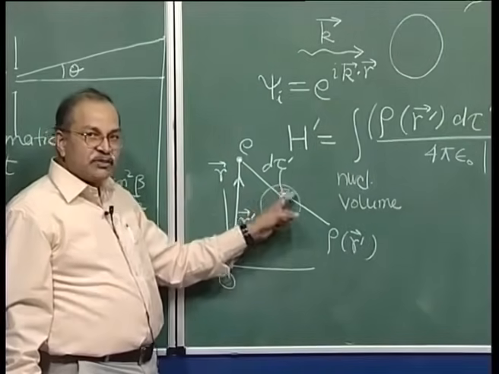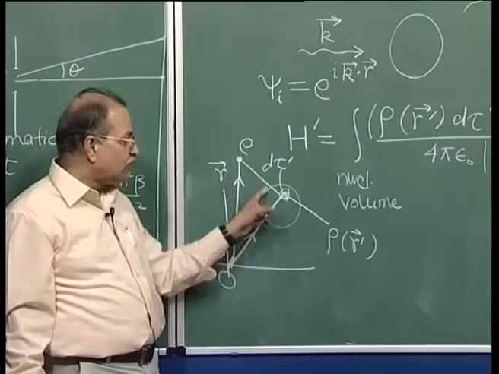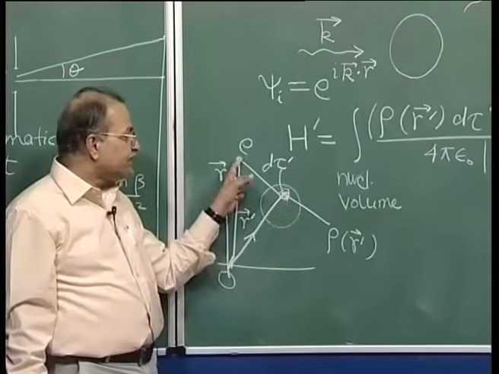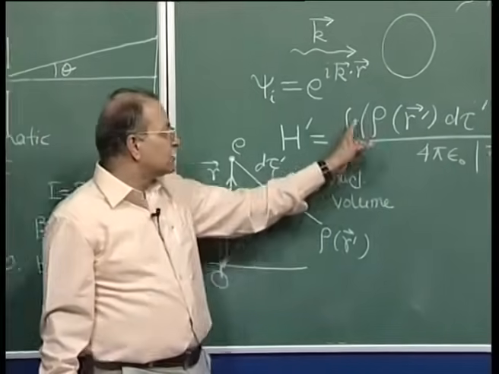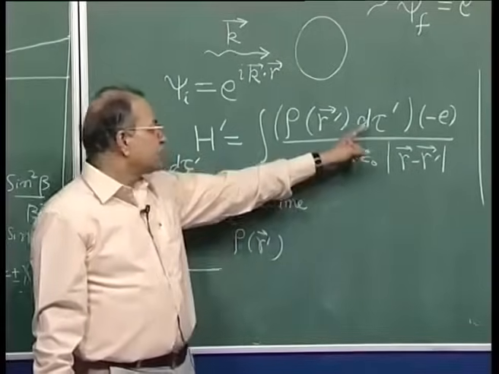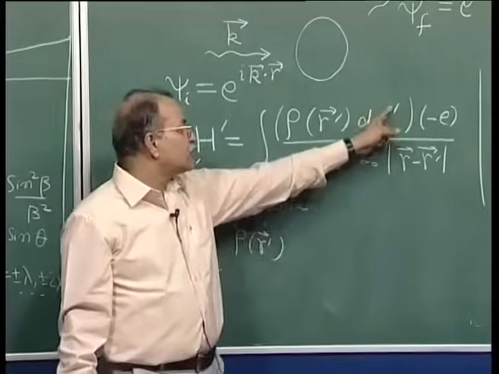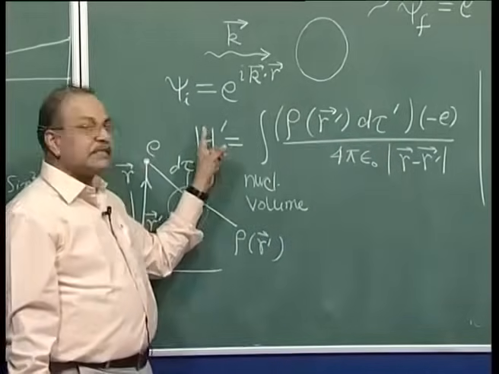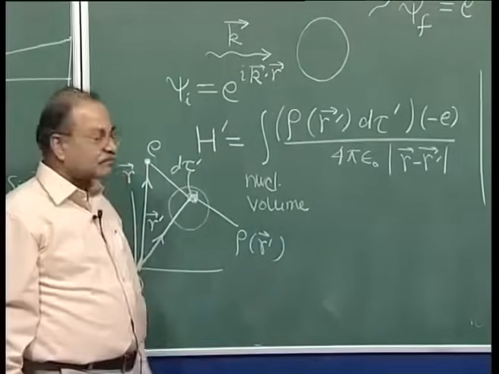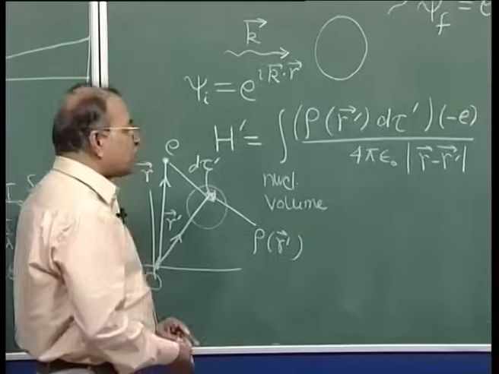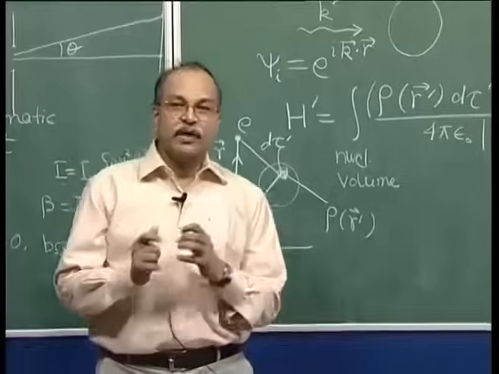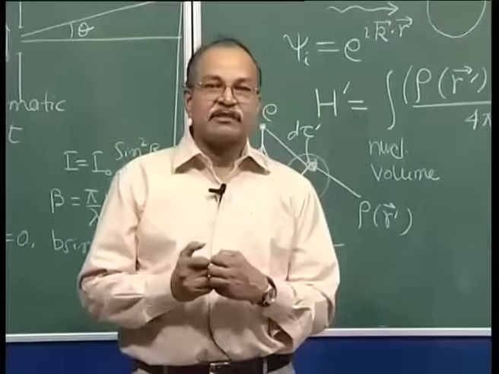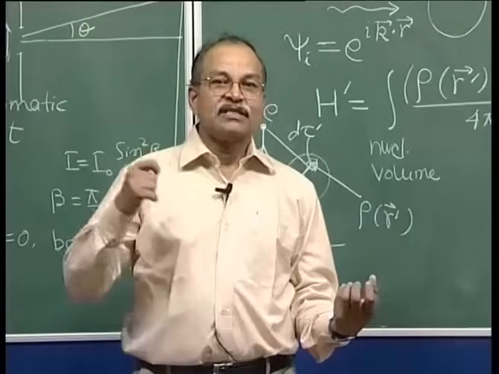Now, you integrate over this whole nuclear volume, so that you get the total energy of this electron with this nucleus. So, that is the integration, and the integration is over the nuclear volume d tau prime. So, this is the interaction energy. Now, what is the probability that this interaction will change the wave function from psi i to psi f?